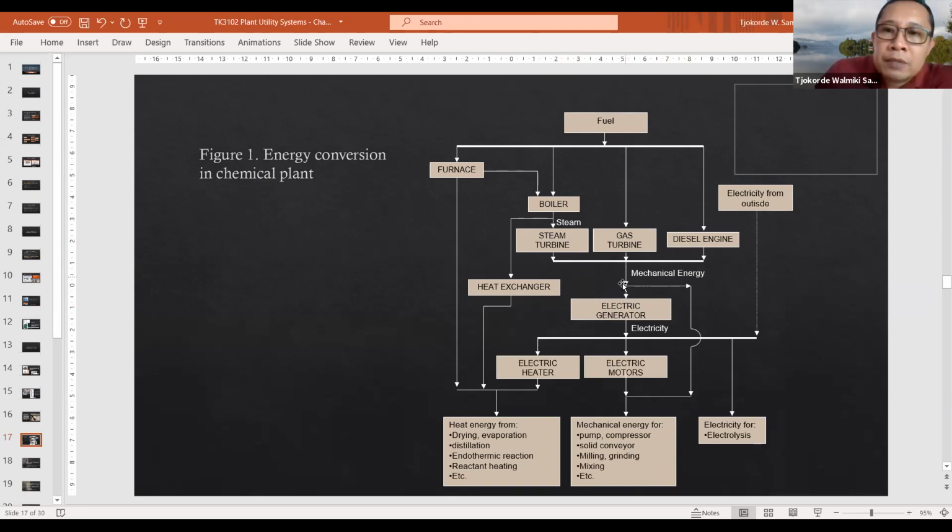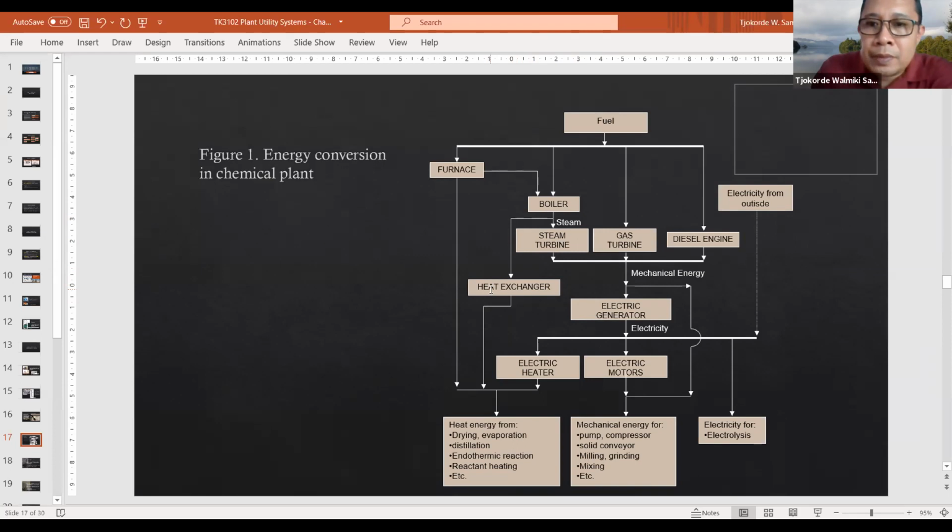The mechanical energy, for example, can be used to drive an electric generator, which produces electricity, or the mechanical energy can be used to drive other process equipment and so on. The steam from the boiler can not only be used in steam turbines, but it can also be used as a heating media, right? In heat exchangers throughout the chemical processing plants.